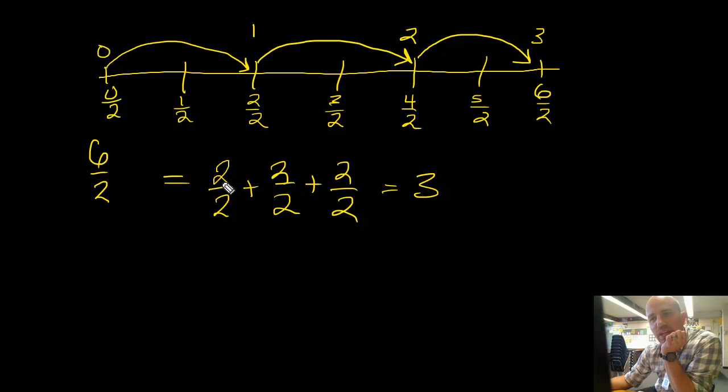What's another way I could do this? 2 halves plus 2 halves plus 2 halves. So I could have 2 halves times what? Times 3, right? That would give me 6 halves. So 2 halves times 3 would also be another way that I could write this out.